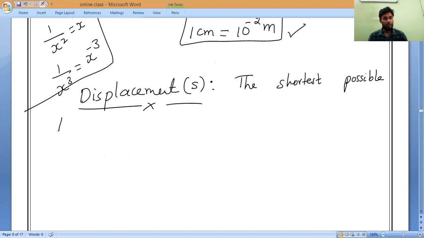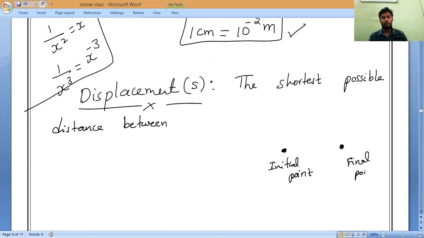The shortest possible distance between which points, guys? This is the initial point, and this is the final point. Clear? So the shortest distance between the initial point and the final point, what do we call it, guys? Displacement. That's all. Okay, write it.